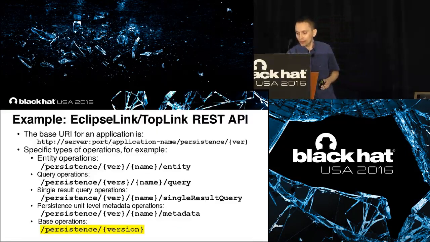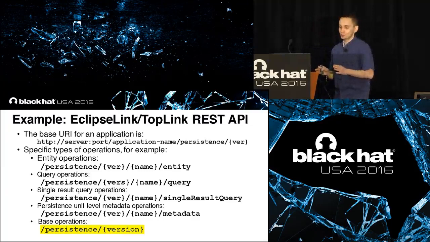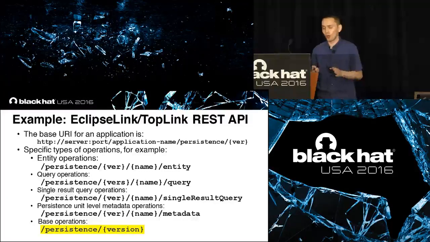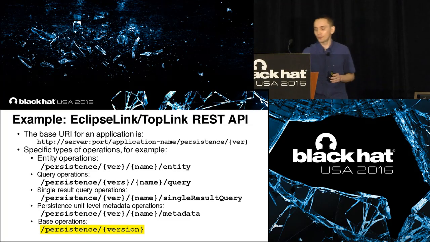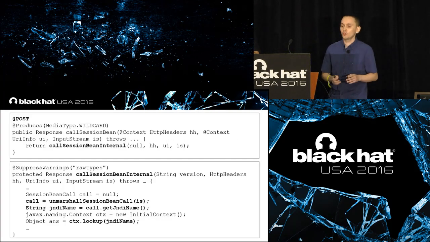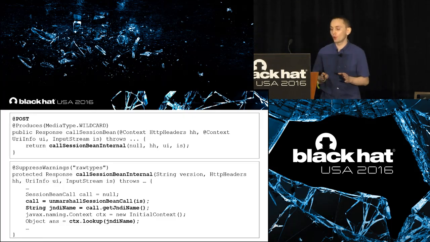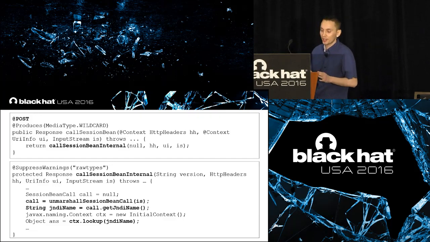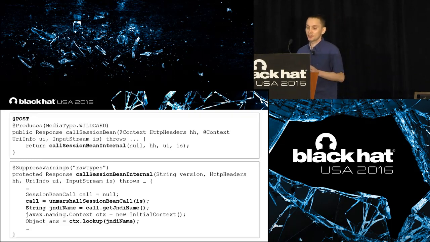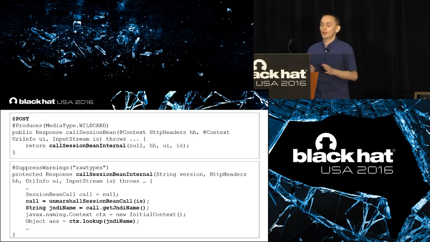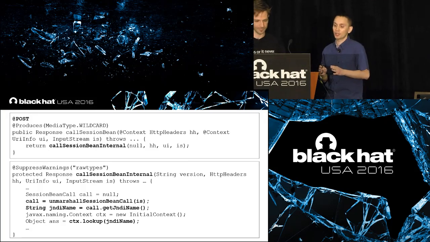Here we can see how this resource will look. We are interested in the last one, its base operations. This URL will be handled by the next code. In case of a post request, the call session bean internal method will be called, and the JNDI name will be taken from the body of our post request. After that, lookup will be called with this JNDI name that is fully controlled by the user. Alvaro will show us a demo of how a possible attack can look.